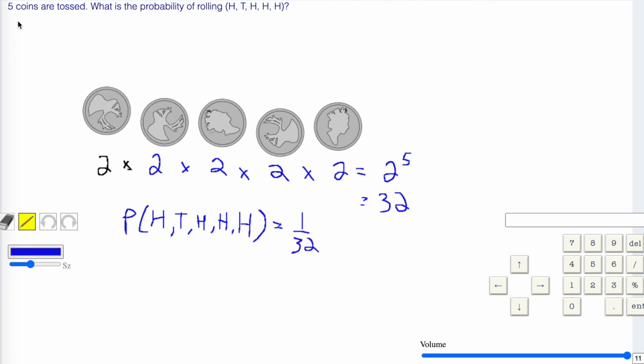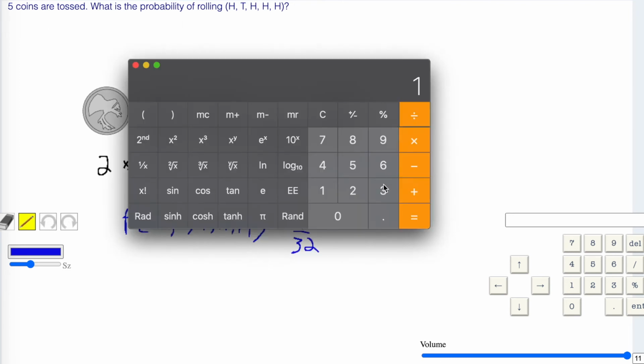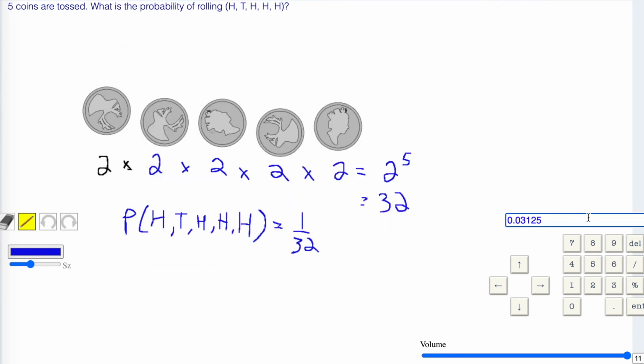I'm just going to write that as a decimal this time. 1 out of, or divided by, 32 is 0.03125, or 3.125%. All right, so I'm just going to write that as a decimal.